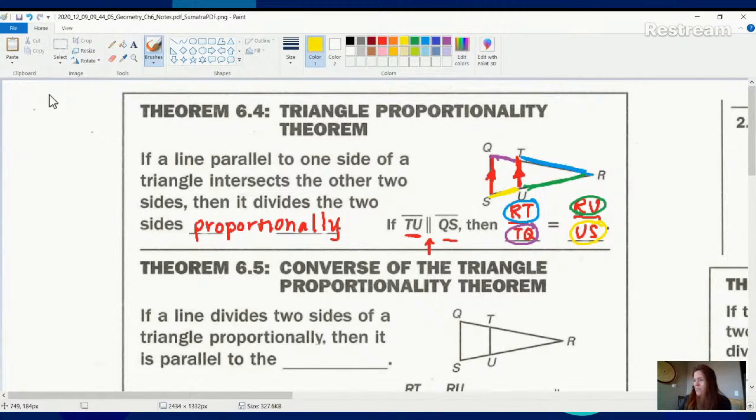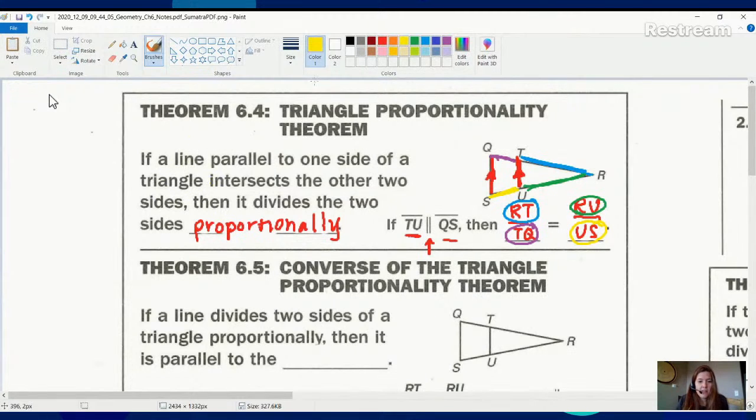I think it makes sense with what you've seen so far. It feels like something that should be right. If those 2 lines are parallel, then they should divide the other 2 sides of the triangle into two proportional lengths. I'm just double checking something here. All right, yep, we're good. It feels like something that should work, right? So that's the first theorem that I want to talk to you about.